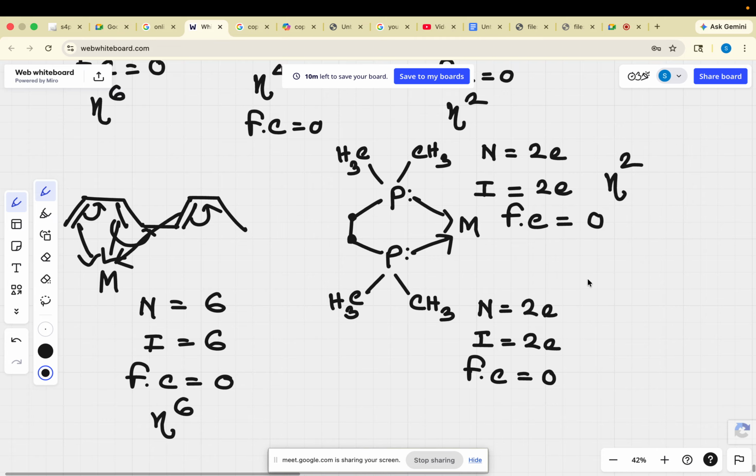Sorry, not eta 2. Here it is donating to one phosphorus center, so this one will be eta 1 and this one will also be eta 1, because each is attaching to one phosphorus center. We will write down eta 2 when it is present in conjugation, but if there is no conjugation and some sp3 hybridized center is present, that time we have to check like this, separately. Is it clear?